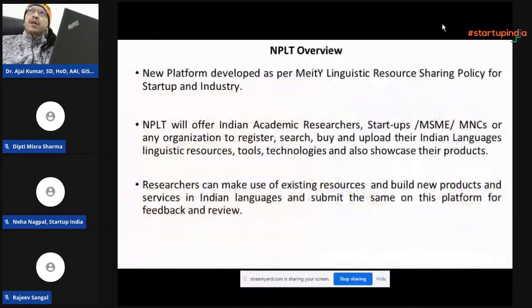Next. So this tool basically implements a linguistic resource sharing policy for startup and industry. So not just startups, the MSMEs, the MNCs, any other organizations will be able to search, they'll be able to register, they'll be able to download as well as upload their linguistic resources.